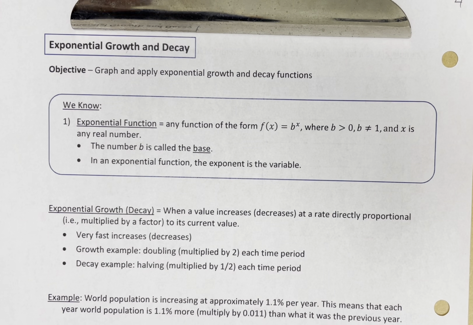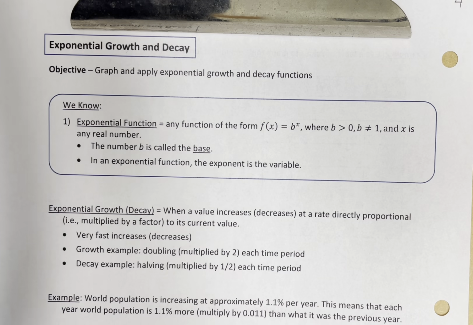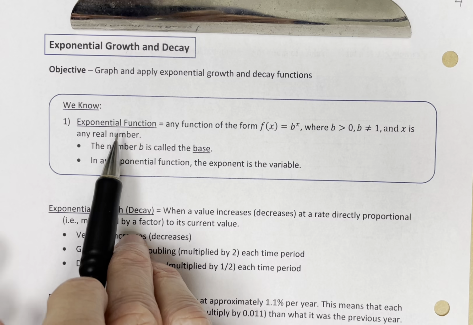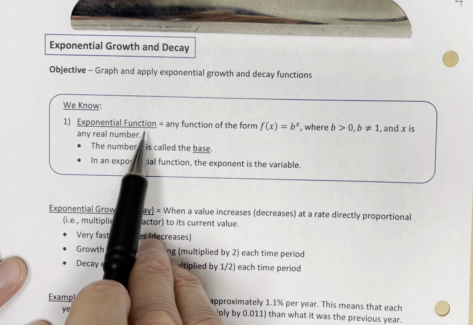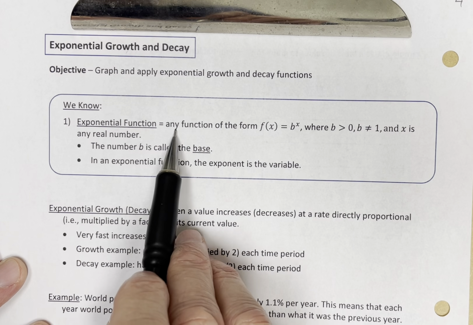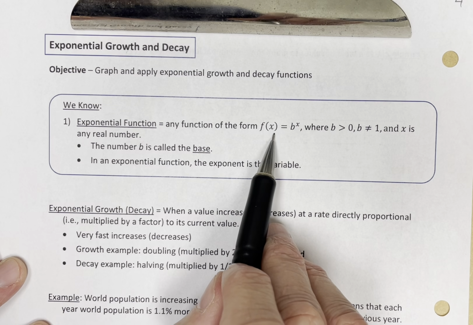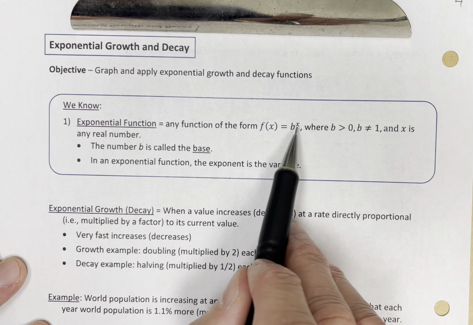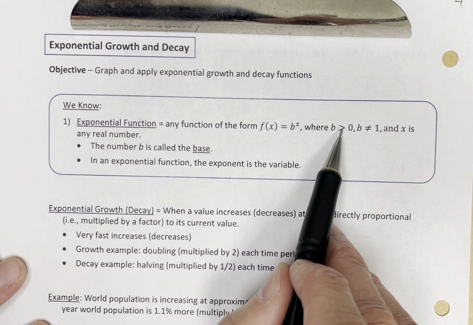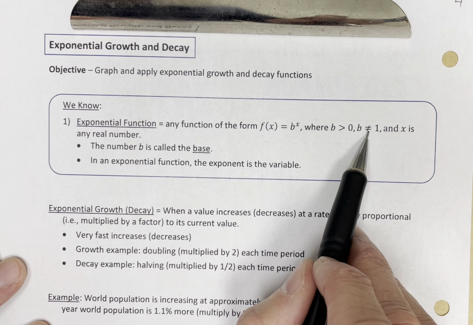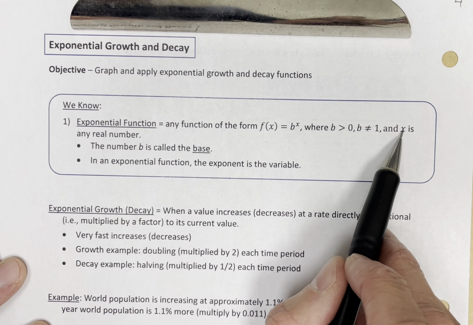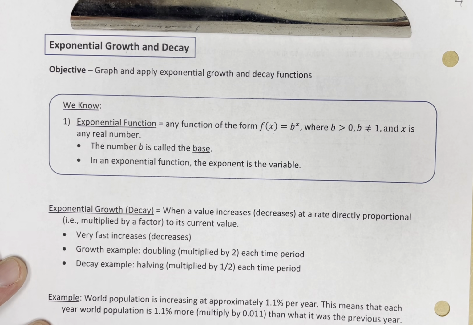Give me a moment, I'm pulling out my Desmos in case I'm going to make use of it. Okay, so what do we know? We know what an exponential function is: any function of the form f of x equals b to the x, where the base b is greater than 0 and not equal to 1, and the exponent x is any real number.